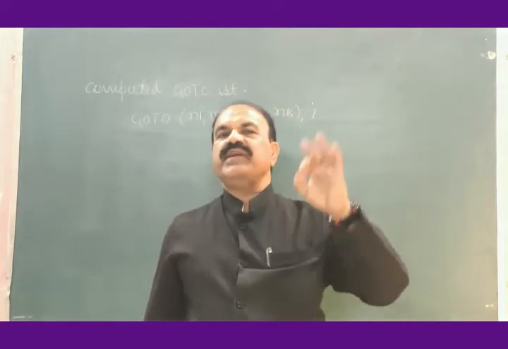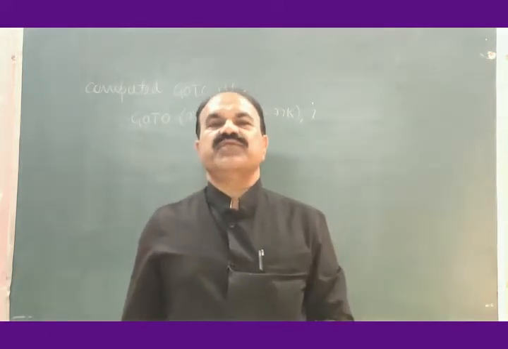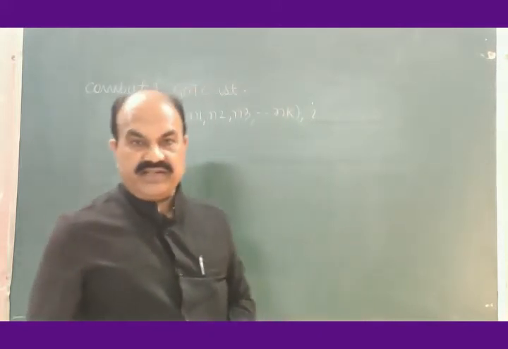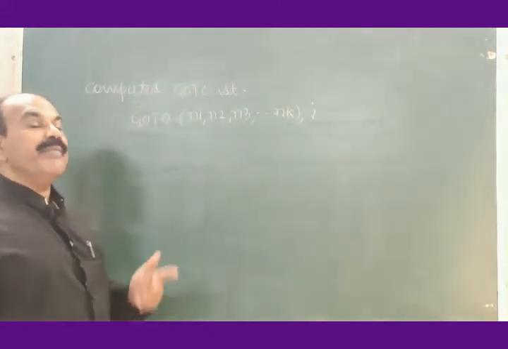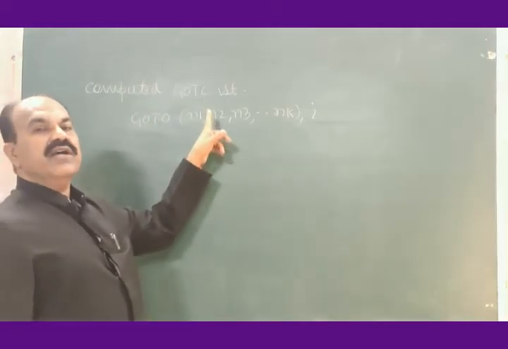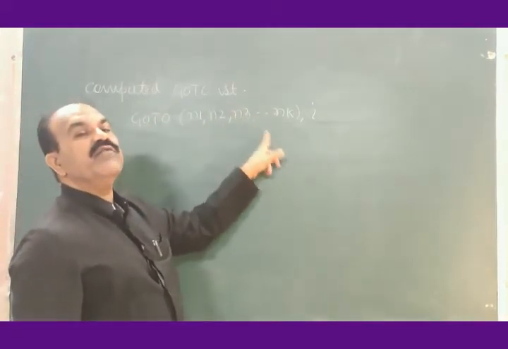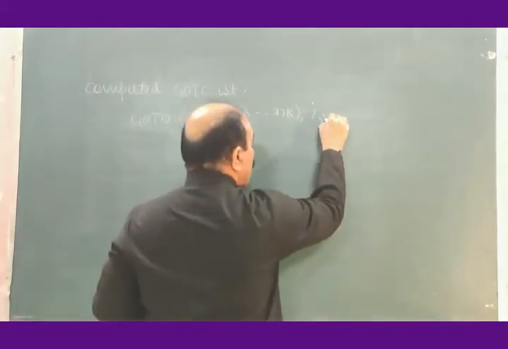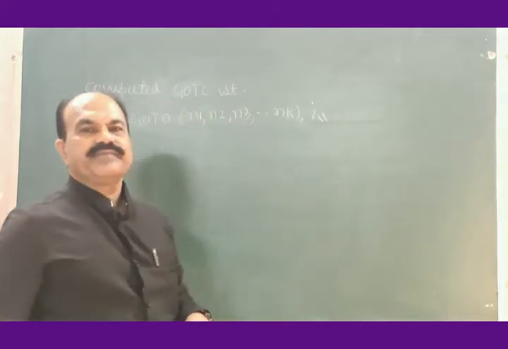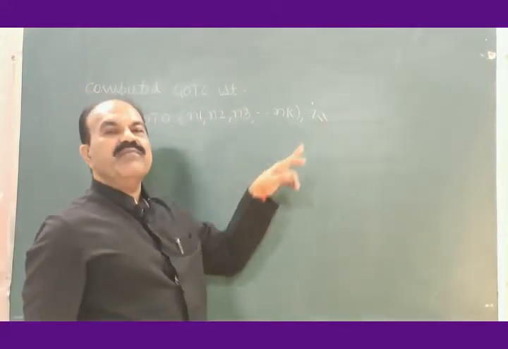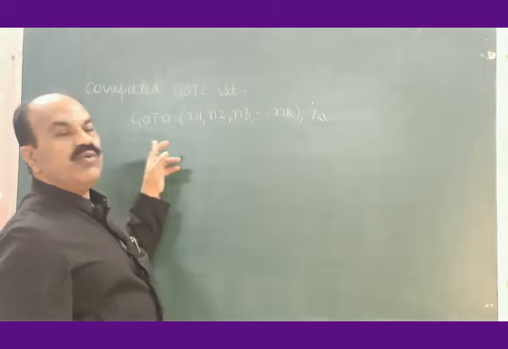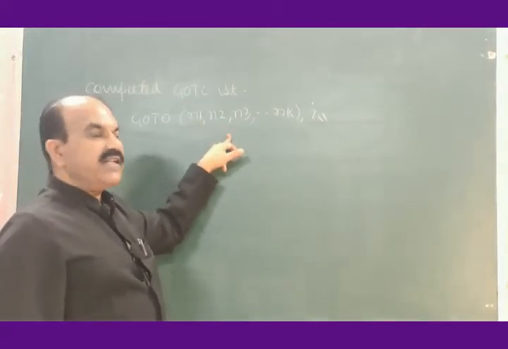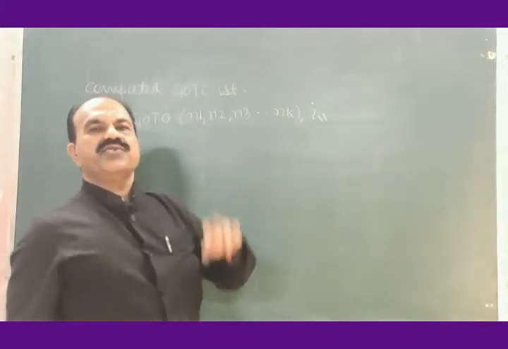The computed goto statement is used to transfer the control to any other statement with statement numbers n1 or n2 or n3 or n4 and so on, depending on the value of the variable I. Depending on the value of this variable I, the control will be sent either to this statement or this statement or this statement and so on.